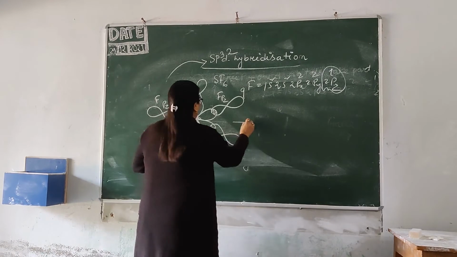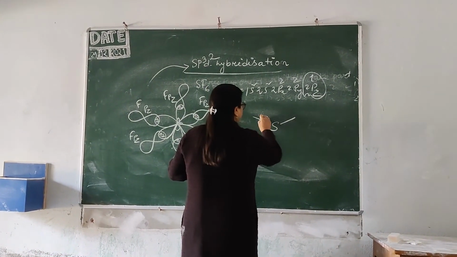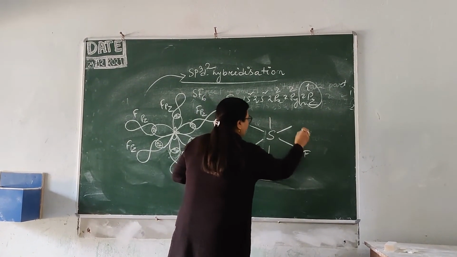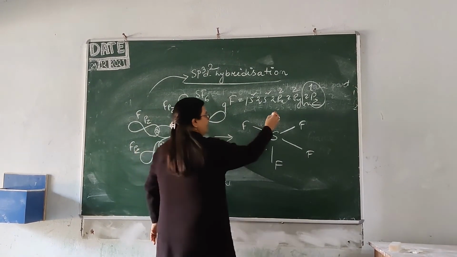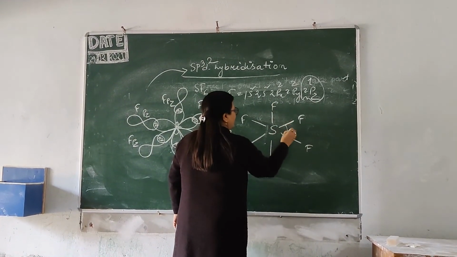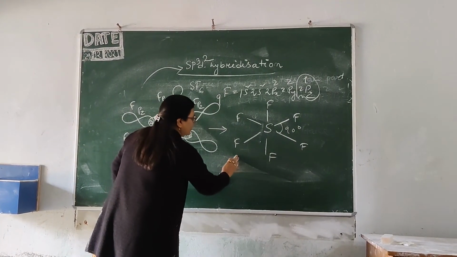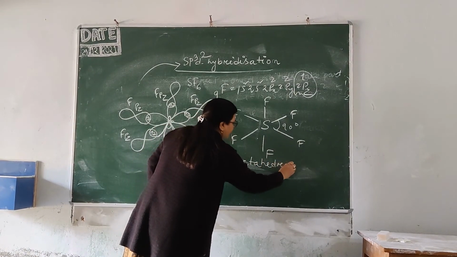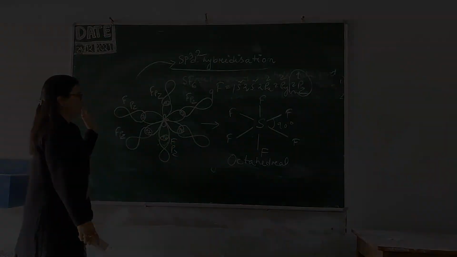That means like this, we will get the structure of sulfur hexafluoride, which will be octahedral, where the bond angle will be 90 degree in each case. This is the structure of sulfur hexafluoride, and the structure will be octahedral.